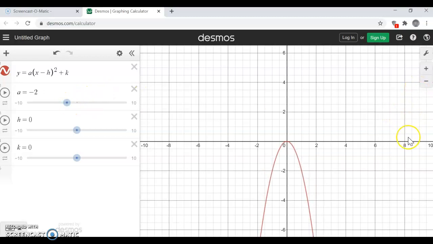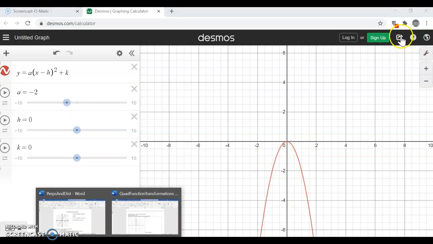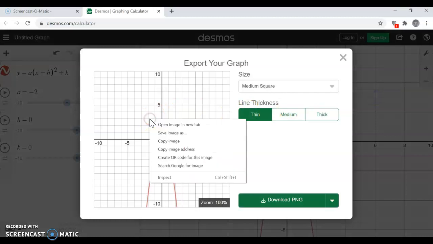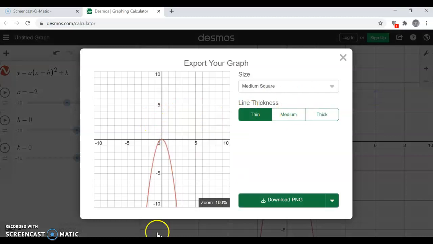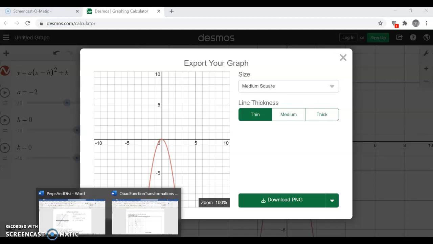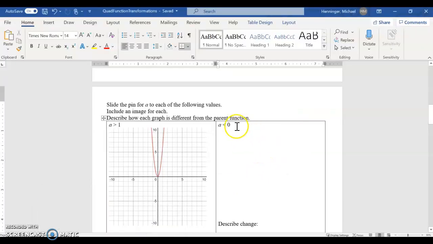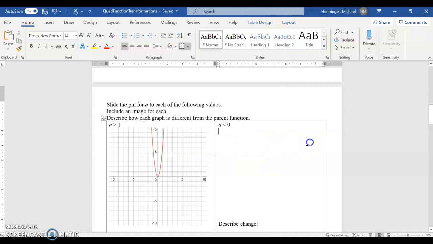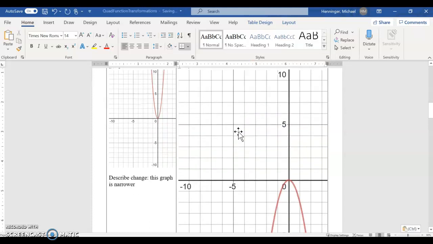Okay, so as I flip this over, as I slide that A into the negatives, this gives me a flipped over graph. Okay, so that's what I want to put. So I'll go to share the image, export an image, right click on it, copy that image, go back to the assignment, okay, and I will right click in this space, or even just Control V, and that'll paste it.